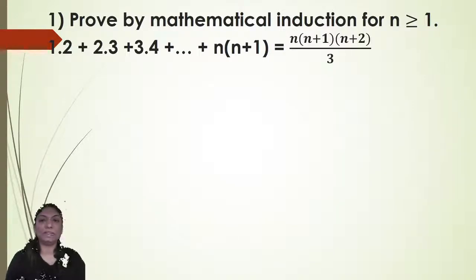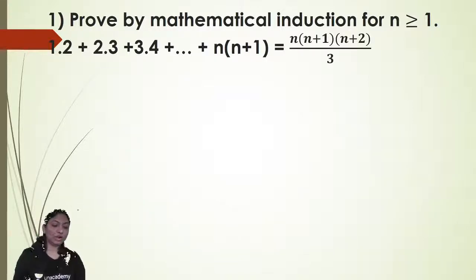So prove that by mathematical induction, for n greater than or equal to 1, 1 into 2 plus 2 into 3 plus 3 into 4 and so on, n into n plus 1, is equal to n into n plus 1 into n plus 2 by 3.